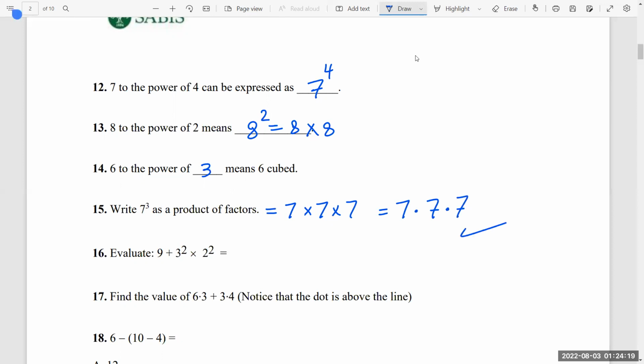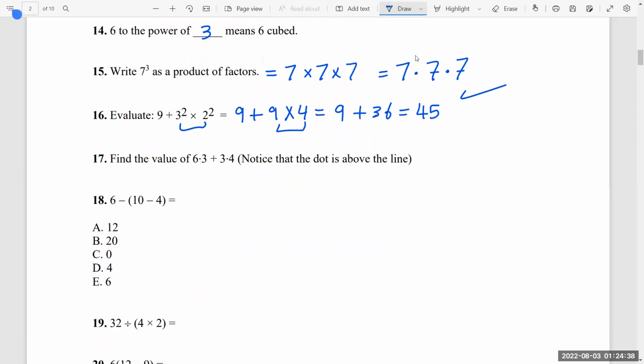Evaluate 9 plus 3 squared times 2 squared. You have to multiply first, as I said before, then you add. 3 squared is 9, times 2 squared is 4. So you have 9 plus multiply 4 times 9, 36. The answer is 45.